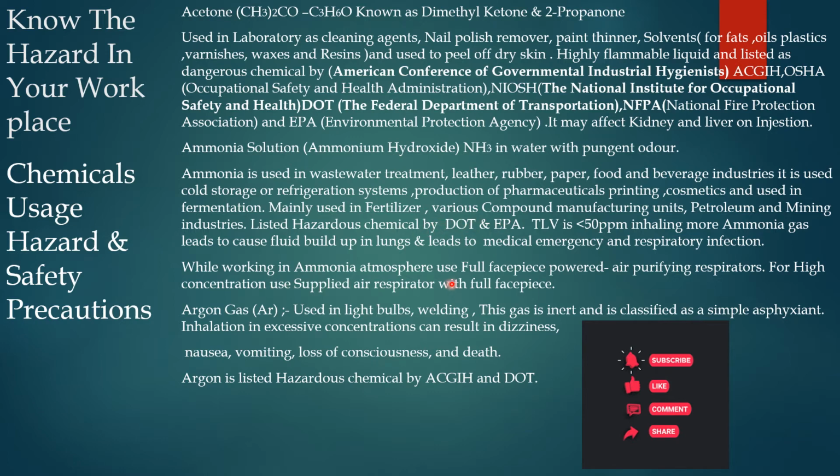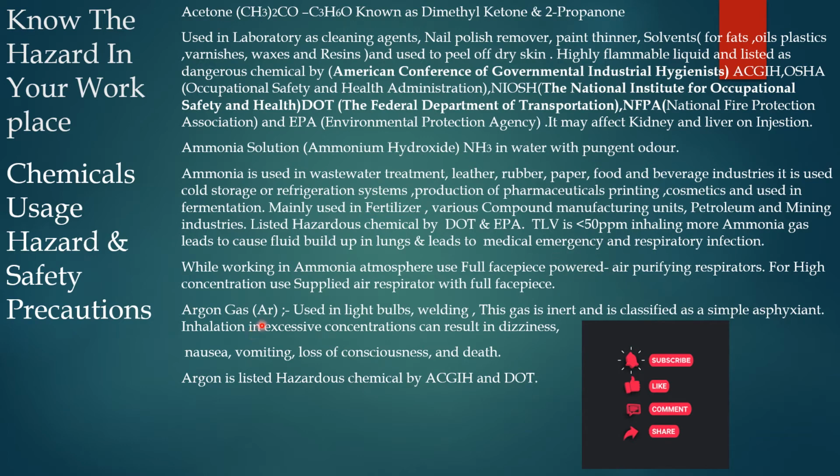While working in an ammonia atmosphere, you have to use a full-face powered air purifying respirator. For high concentration, you have to use a supplied air respirator with full face piece. If the ammonia leak is continuous and you have to do any maintenance job, then you have to use a supplied air respirator with full face piece. If ammonia is slightly leaking and at a small ppm only, then you have to use a full-face powered air purifying respirator in that area. Better to avoid an ammonia atmosphere.